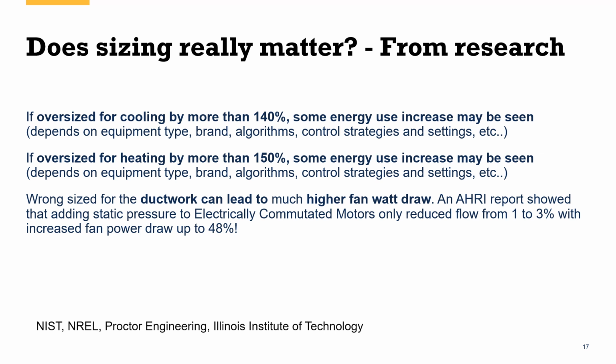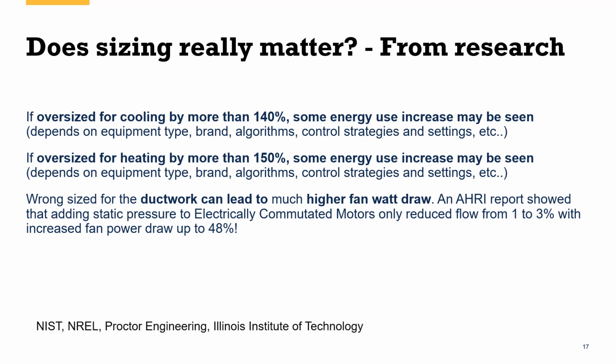So the first thing that we found is if you oversize for the cooling load by more than 140%, you're likely to get some energy increase in your system. Now, that could be somewhere in the 2 to 9% range, right? It's probably not, for most systems, going to be much bigger of a penalty than that. And I'm talking about the energy to run the compressor, right? Not the air handler fan. We'll get to that in a minute.